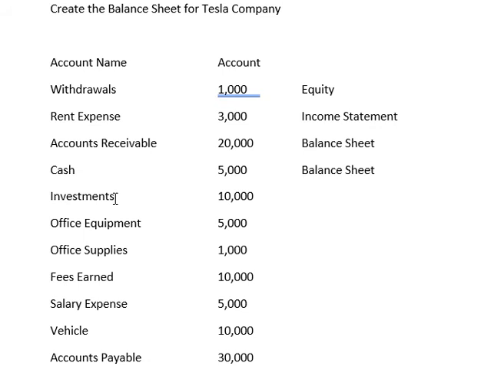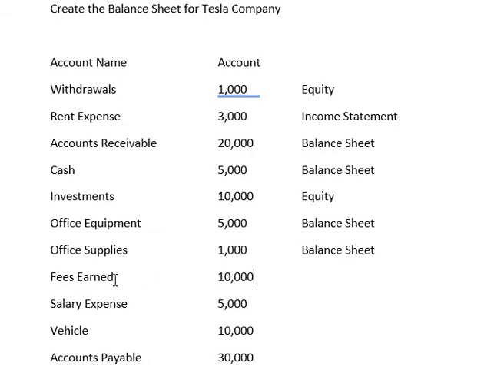Investments, in this situation, that's about the capital. The capital should be in equity. About office equipment, that's an asset. Assets should be in the balance sheet. Similar for this one, office supplies, they are assets, so they should be in the balance sheet.